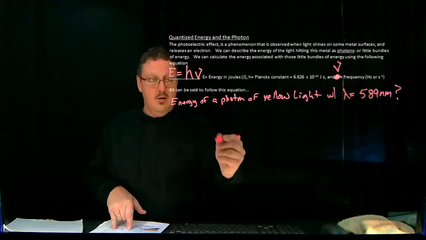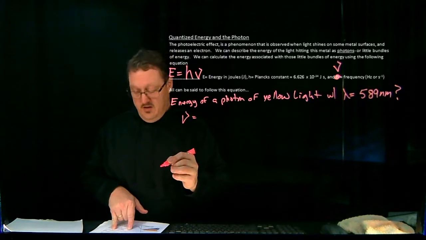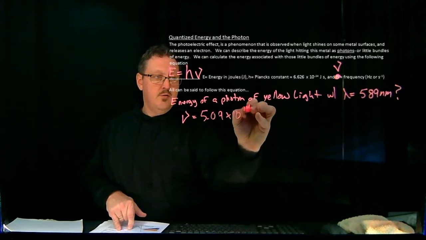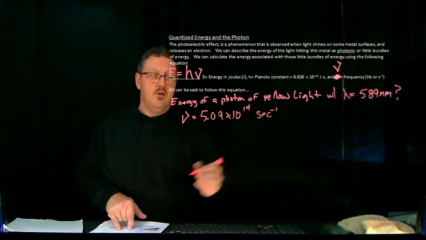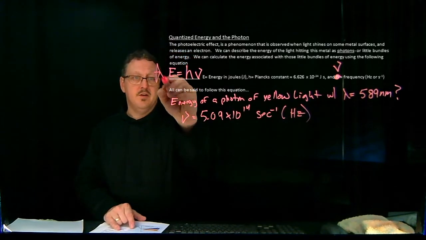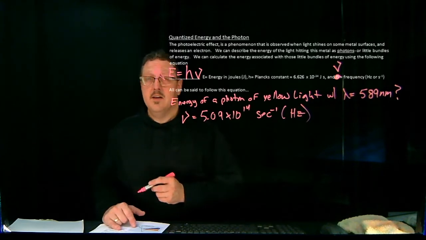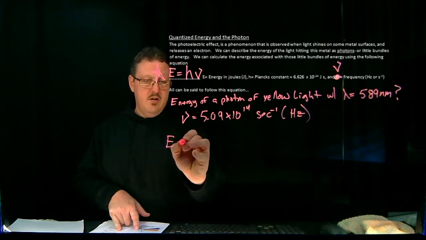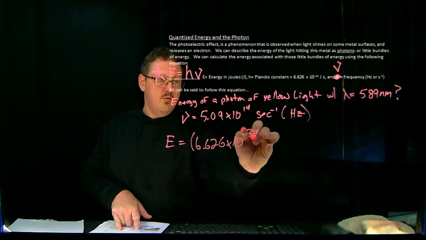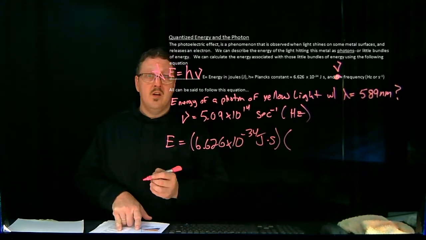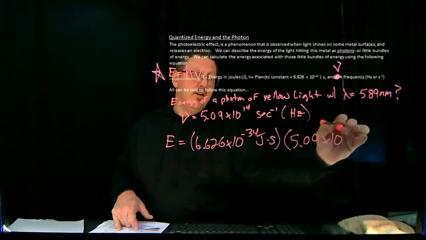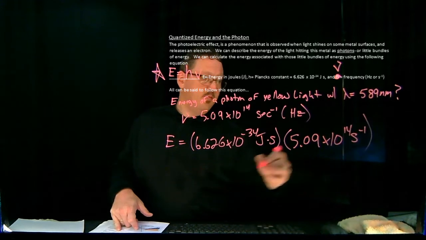From before, we determined that the frequency for that light was 5.09 times 10 to the 14th seconds to the negative 1, or hertz, depending on how you wanted to write it down. So we're going to use this equation right here. Energy is equal to Planck's constant times frequency. So energy is going to equal Planck's constant, which is 6.626 times 10 to the negative 34 joule seconds, multiplied by the frequency, which is 5.09 times 10 to the 14th seconds to the negative 1 power.